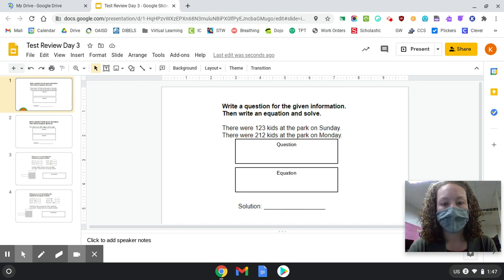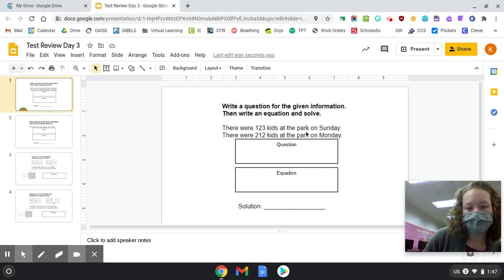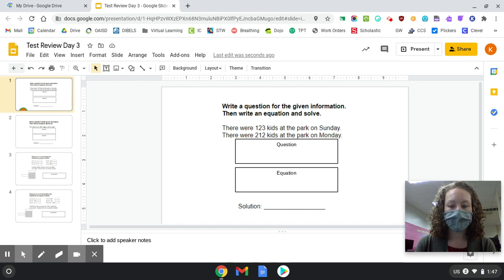The directions say write a question for the given information, then write an equation and solve. So this is a story problem. It has information here, but no question at the end. So we're going to read this information and write our own question. It says there were 123 kids at the park on Sunday. There were 212 kids at the park on Monday. So what could our question be at the end of this story problem?